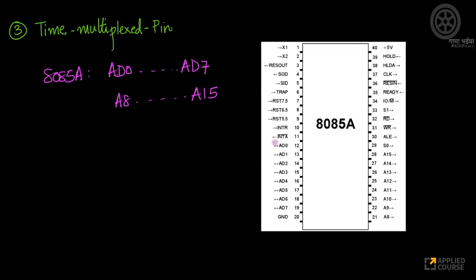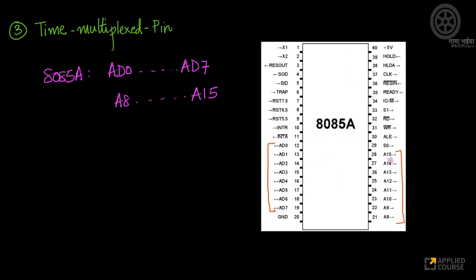Look at this. Your AD0 to AD7 is here. Your A8 to A15 are here. Now there is a small difference in naming. Here your address bits are A8 to A15. Here they are AD0 to AD7. Why is the difference there? Number one. Number two, do you see the data pins anywhere?